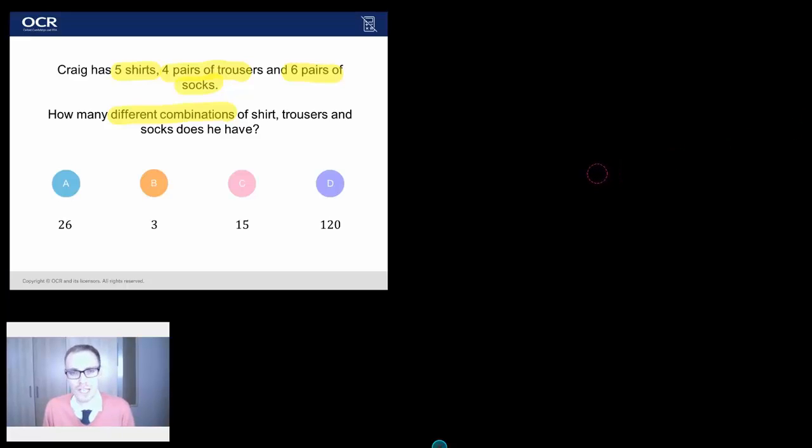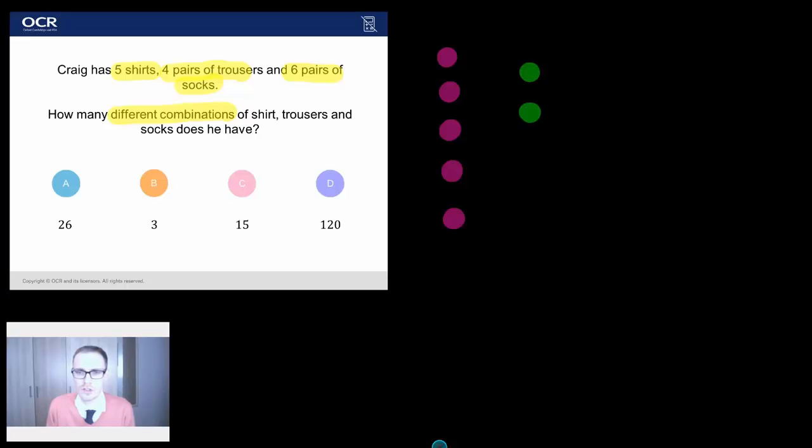We'll leave the socks for later, because if we can get the answer for the shirts and trousers, the socks will fall into place. Okay, so 5 shirts. I'm going to represent them with 5 blobs. 1, 2, 3, 4, 5. There's me 5 shirts. Now let's get myself 4 pairs of trousers.